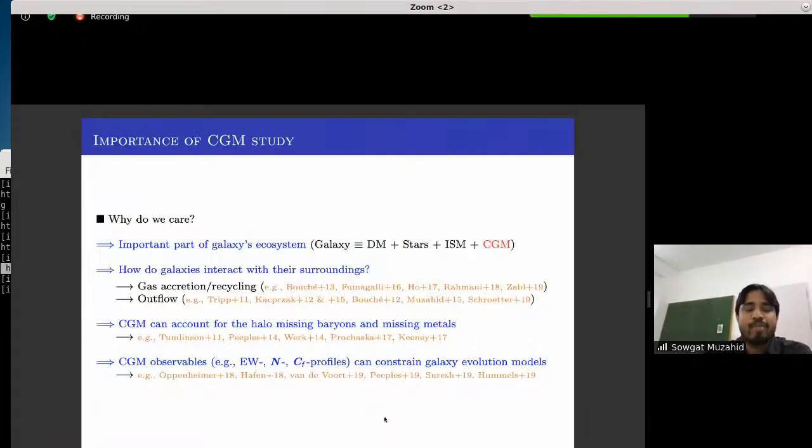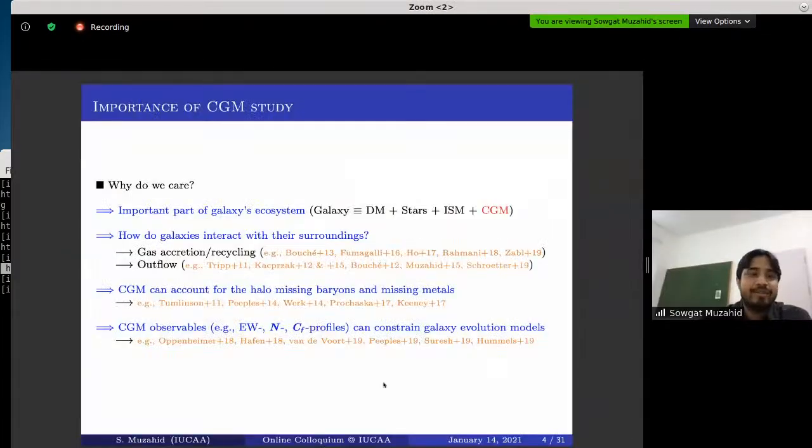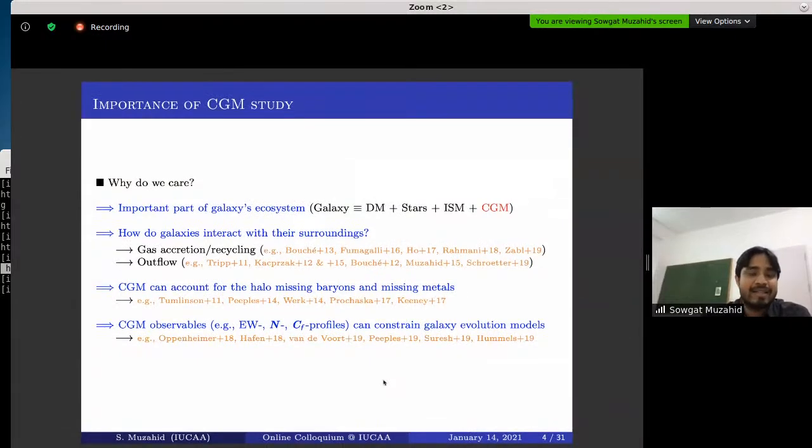So over the last decades or so, people have recognized that galaxies are not only dark matter, stars, and ISM, but the circumgalactic medium is an important part of a galaxy's ecosystem. I'll show that there are three main channels, or three main questions, one can address by studying the circumgalactic medium.